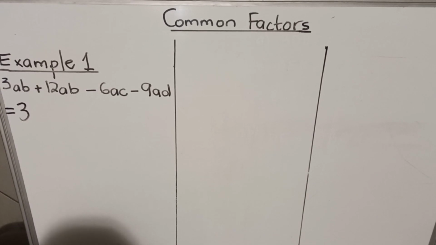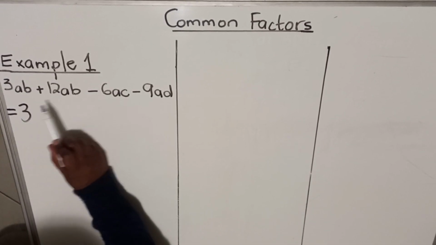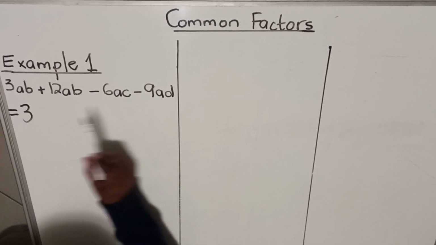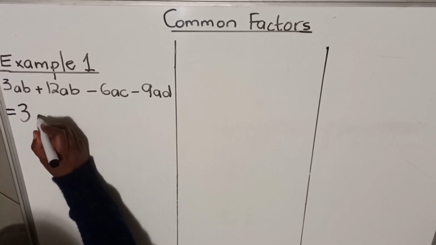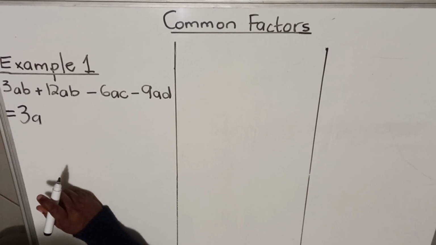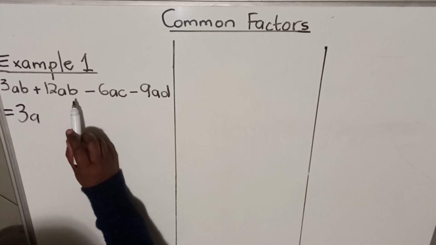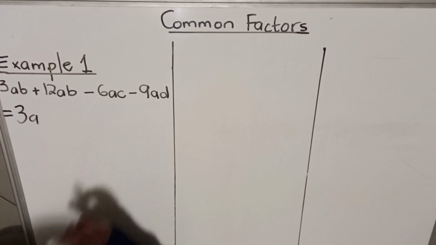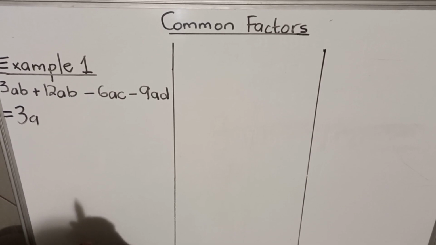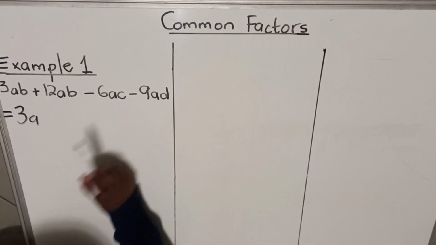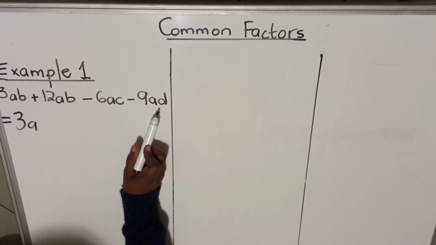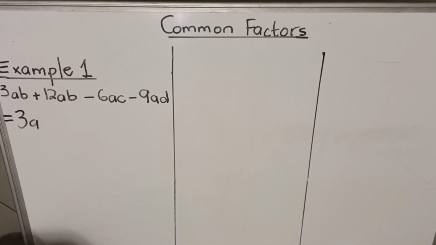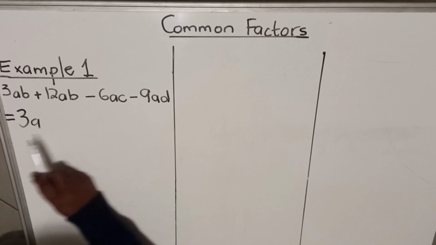And then I look at the variables. The variable must be in all 4 terms. So I have an A here, A there, and A there, and A. Then A is a common factor. Then I look at B. I have a B in the first term, B there, no B there. So B cannot be a common factor. C is only in that term, so it cannot be a common factor. D is only in the last term, so it cannot be a common factor. So it means my common factor for this expression is 3A.